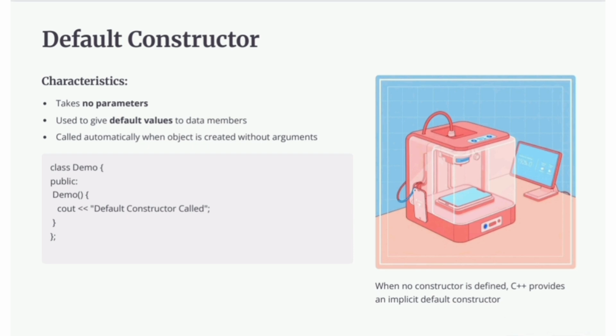Here in the example, we have a class called demo. Inside it, we define a constructor demo with no arguments. When an object of this class is created, the message "default constructor called" will be displayed. So, whenever no values are passed, the default constructor provides initial values automatically.